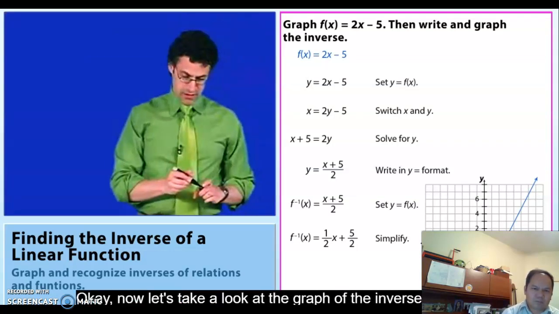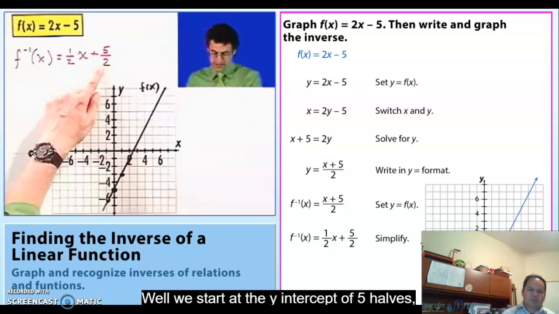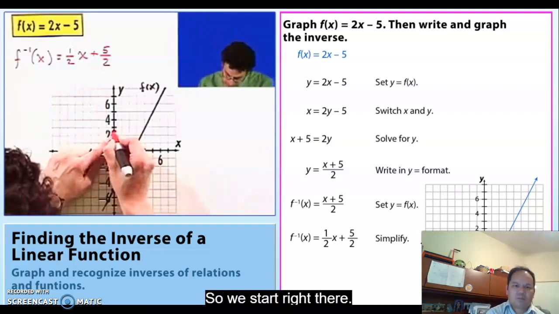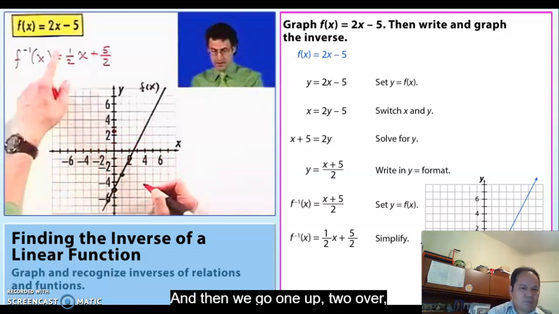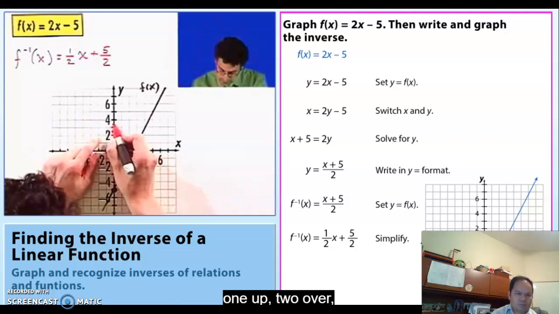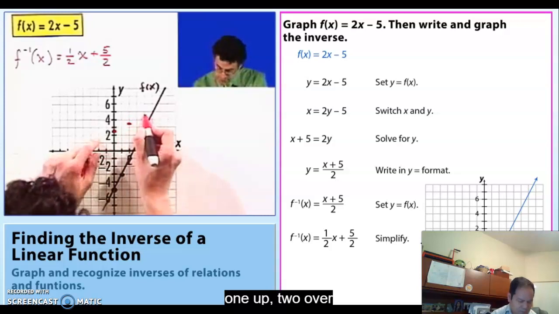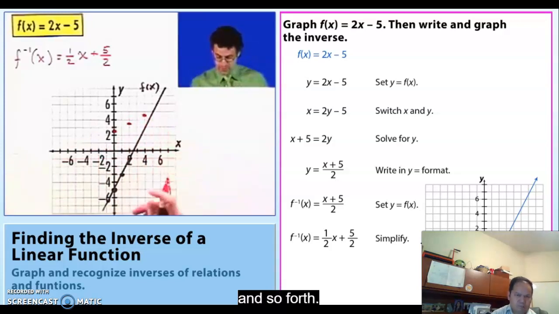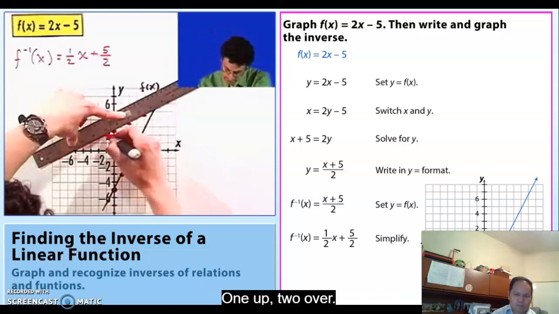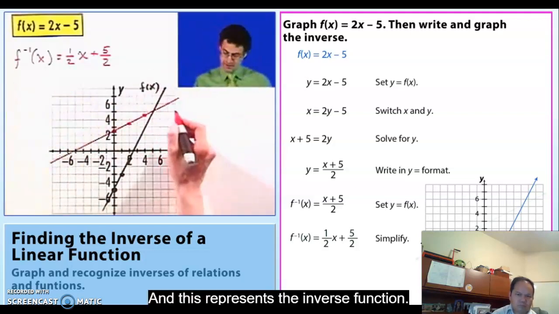Okay, now let's take a look at the graph of the inverse function. We start at the y-intercept of 5 halves, which is 2 1/2, right in between there. So we start right there. And then we go 1 up, 2 over. 1 up, 2 over. And so forth. And this represents the inverse function.